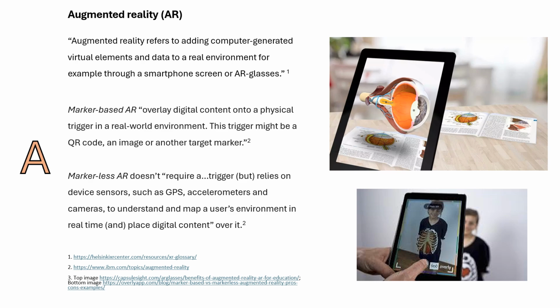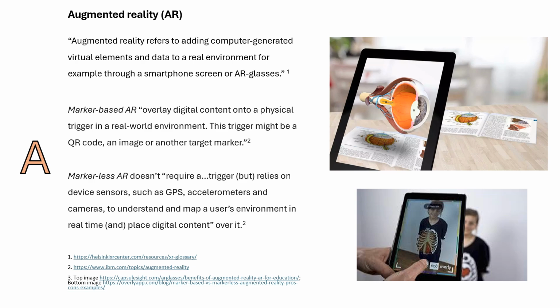So A is for augmented reality, which refers to computer generated content, which is then overlaid on the real world. And this is mediated through either a smartphone screen or AR glasses. And also the new VR headsets allow for augmented reality too, although this is sometimes confusingly called mixed reality, which we'll get to in a future glossary video.